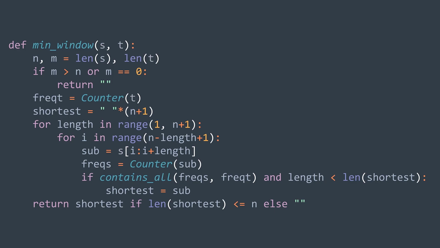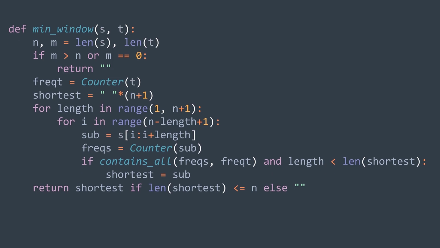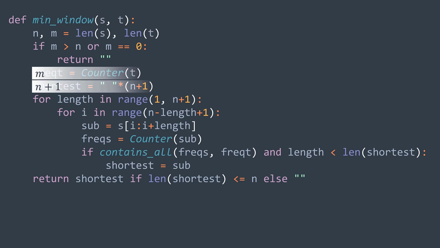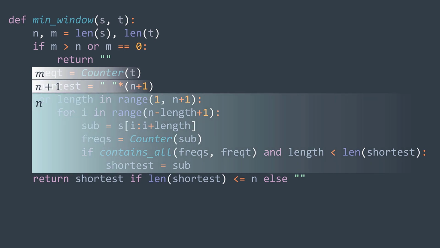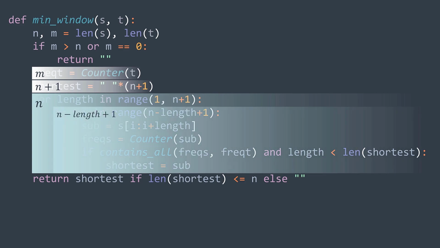For the time complexity, let's say that n and m are lengths of s and t respectively. We have n for building frec_t and n plus 1 for creating shortest. Then we have n iterations for the outer loop, n minus length plus 1 iterations for the inner loop, and inside it, the cost of extracting the substring and generating the counter depends on length. We also have the cost of checking if it contains all characters, which is m, because in the function which covers characters of frec_t, their number is at most m.